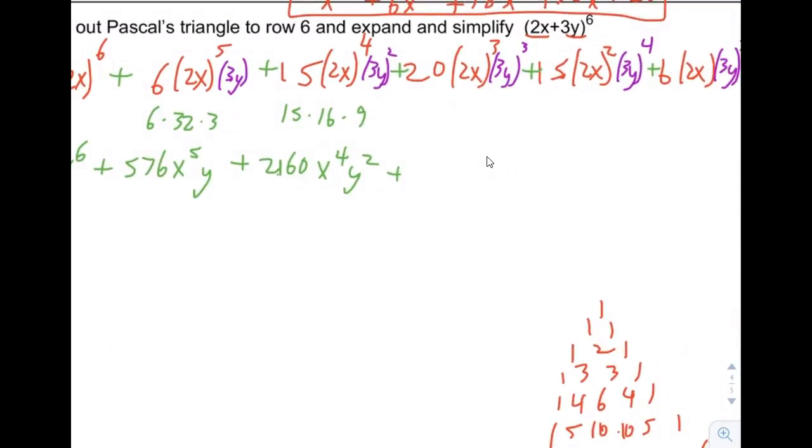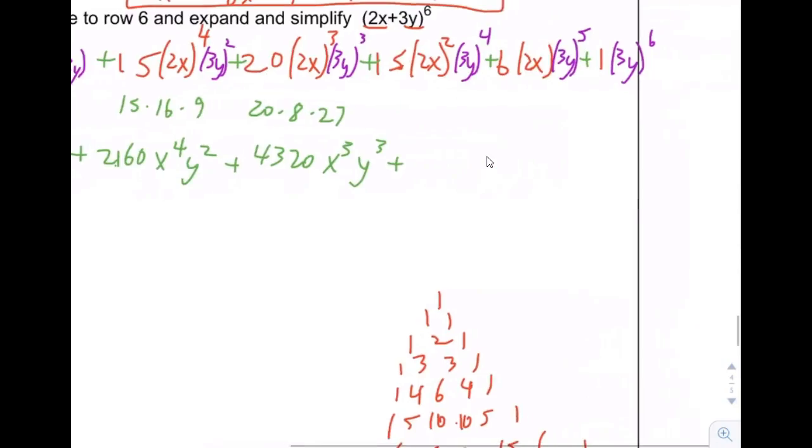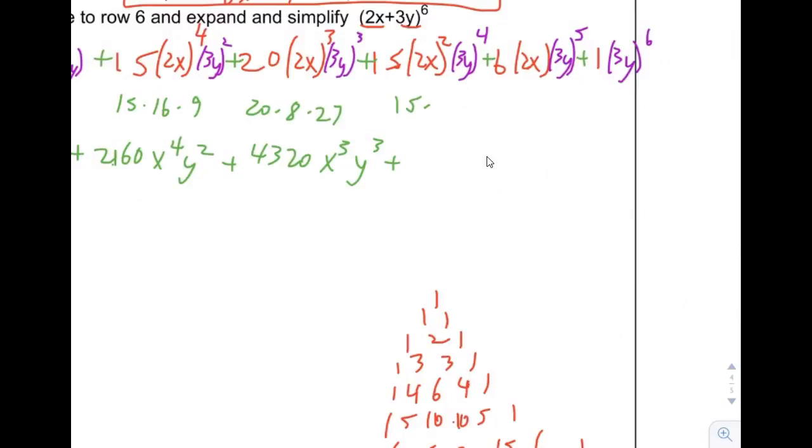Next one. 20 times 2 cubed, which is 8, times 3 cubed, which is 27. Let me do those. 160 times 27, 4320 x cubed y cubed. Okay, next one. 15 times 2 squared, which is 4, times 3 to the 4th, which is 81. 15 times 4 times 81. 4860 x squared y to the 4th.